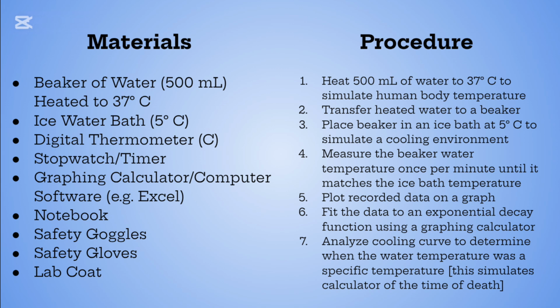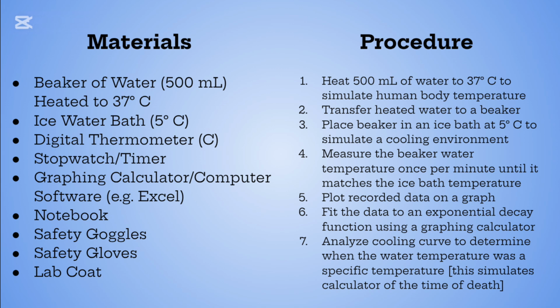First of all, you're going to heat 500 milliliters of water to 37 degrees Celsius to simulate human body temperature. Next, you're going to transfer that heated water into a beaker. Next, you're going to place the beaker in an ice bath that is 5 degrees Celsius to simulate a cooling environment. Measure the beaker water temperature once per minute until it matches that ice bath temperature. So keep measuring until the ice bath temperature and the beaker temperature are equivalent.